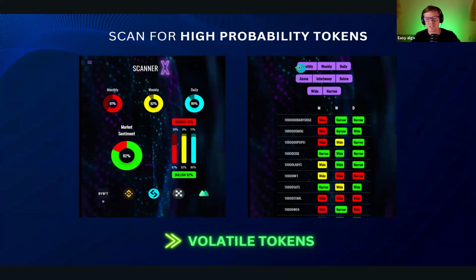And then what you can do is when you come into the dashboard, you can look for monthly pivots if you're a swing trader, weekly if you're mini swing, daily if you're a scalper. And then you can look if you're looking for wide pivots, so you want to range trade, narrow pivots if you want to trend trade. If it's below the pivot, you're looking for shorts. If it's above, you're looking for longs. So you can really customize what kind of trades you're looking for.